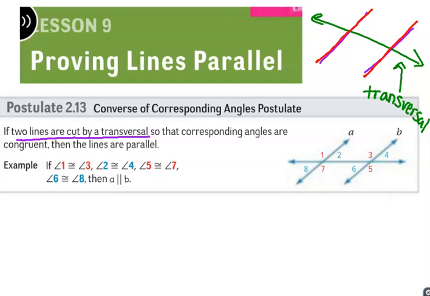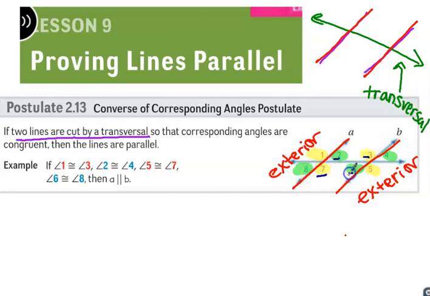What I would do is use a highlighter. Angles 1, 7, 3, and 5 are all congruent. In the same aspect, 2, 8, 6, and 4 are congruent. Let's look at our outside. The outside of the parallel lines are called exterior angles. Angles 1 and 8 are exterior, and so are 4 and 5. They're on the outside of the parallel lines, so that would mean these 4 angles are interior.